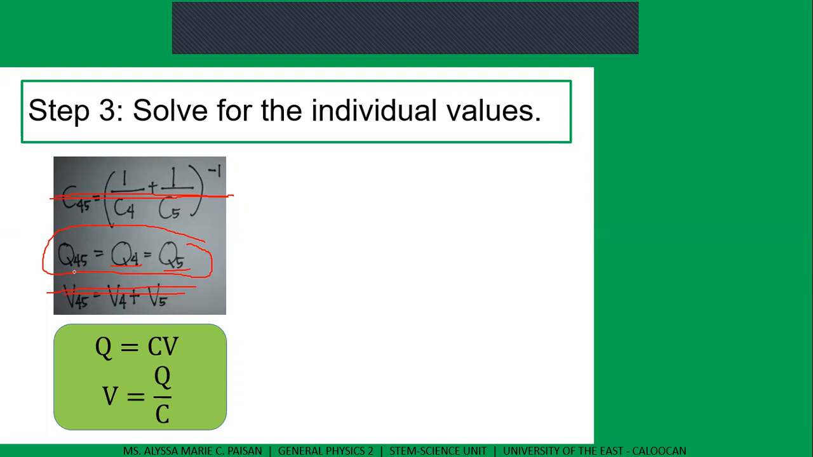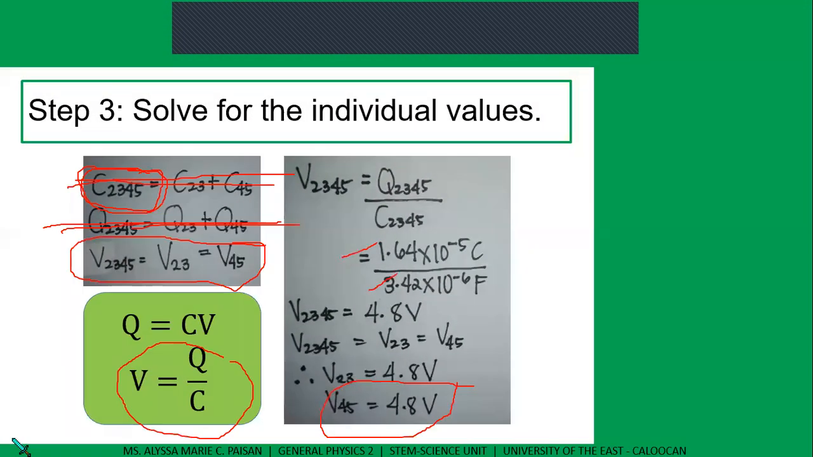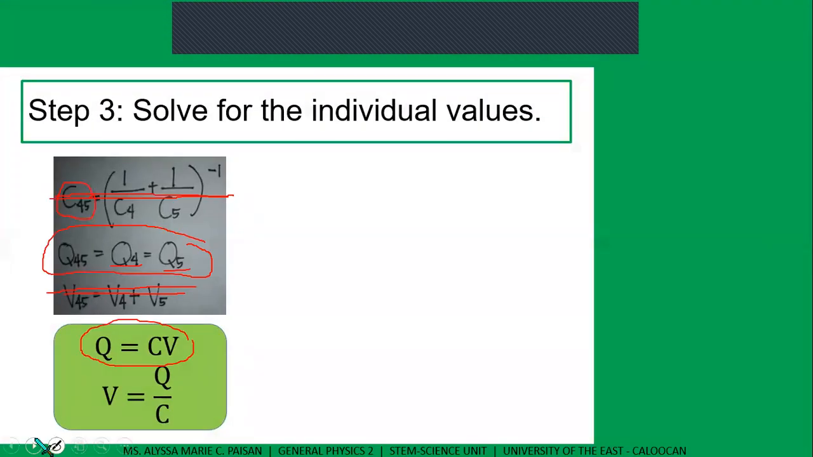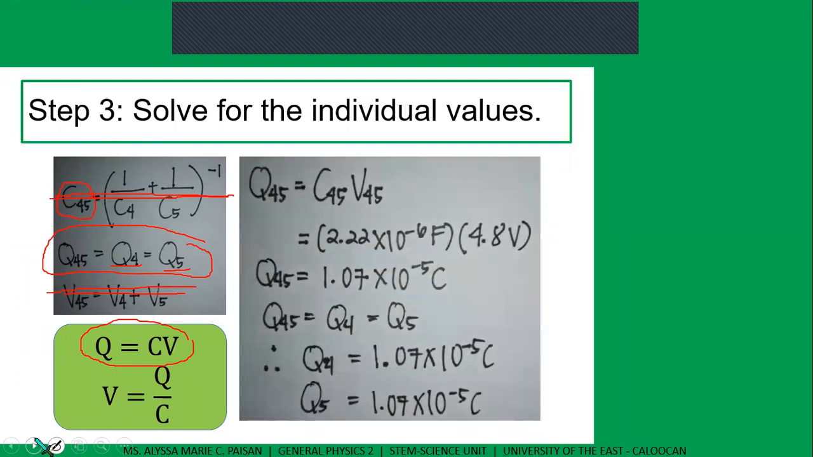So, para makuha natin yung Q45, base dito sa equation natin, we need C45. Check, na-solve na natin yun kanina, again, when we are trying to solve the equivalent capacitance. And then, si V45 naman, yun yung na-identify natin kanina. Ito, yung 4.8 volts. Since meron na tayong capacitance saka voltage, pwede na nating isolve si Q45. Ayan. Q45 will be equal to C45 times V45. And when we substitute, we get 1.07 times 10 raised to negative 5 coulomb.